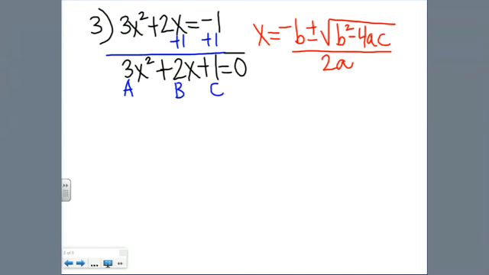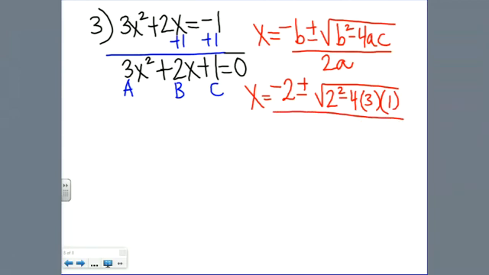And let's plug these values into our quadratic formula. So over here we have x equal to negative 2 plus or minus the square root of 2 squared minus 4 times A, which is 3, times C, which is 1, and that's all over 2 times A, or 2 times 3.